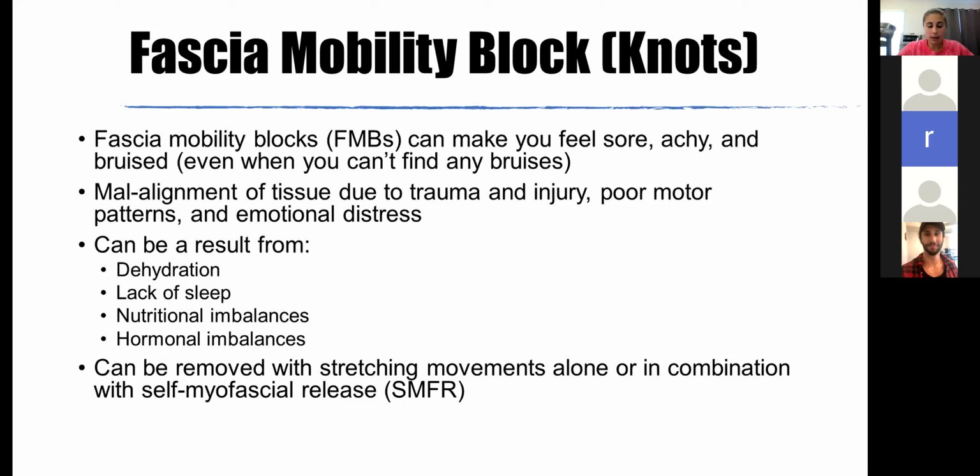Maybe nutritional imbalances. Are you eating a well-balanced diet? Hormonal imbalances could play a role. Now, good news is that we can work on that, right? We can incorporate even our dynamic movements to help with that, but in combination with self-myofascial release has been shown to help improve these mobility blocks. Now, you might not relieve it in one session. It might take time, right? And you want to work on it over time.